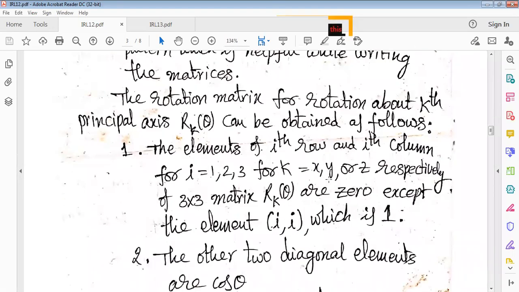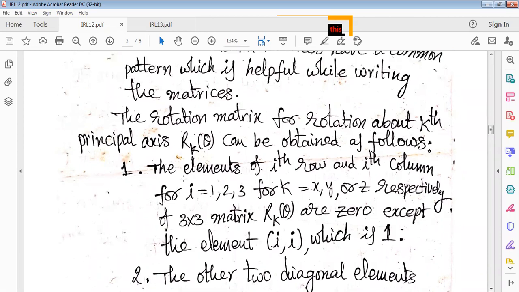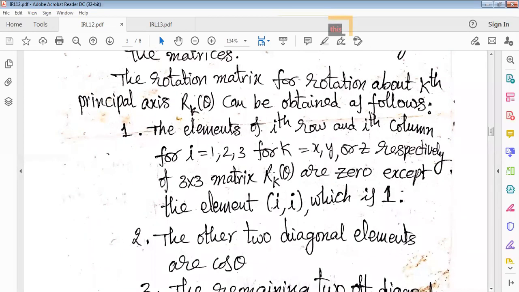Here are the three steps we follow to write the rotation matrix. In the first step, for i equal to 1, 2, 3, for k equal to x-axis, y-axis, z-axis respectively, the elements of the ith row and ith column of the 3 by 3 rotation matrix about k by an angle theta are 0, except the element ii, which is 1.